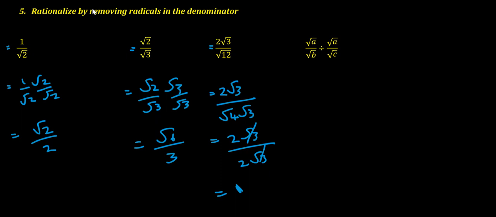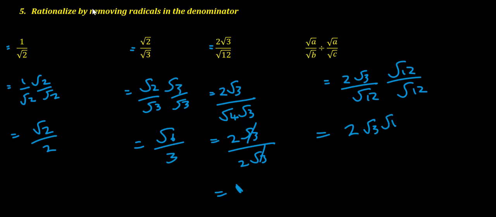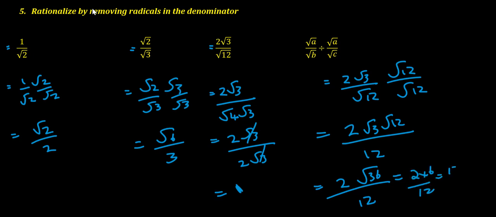Now let's see if we can get the same answer by multiplying by root 12. If we don't, we're in trouble. So we get 2 multiplied by root 3 root 12 all over 12. That is 2 root 36 over 12. The square root of 36 is 6, so 2 times 6 over 12, which is what we had.